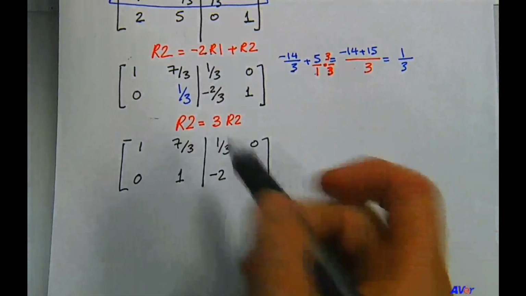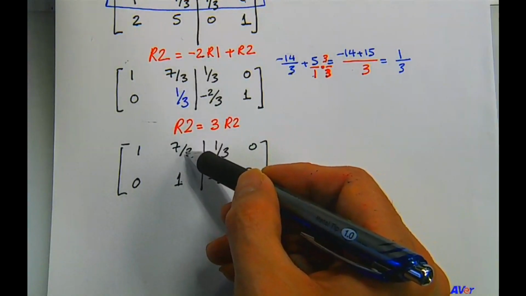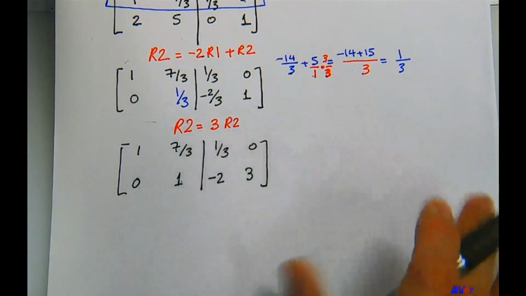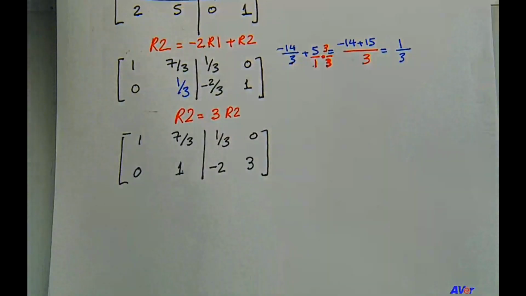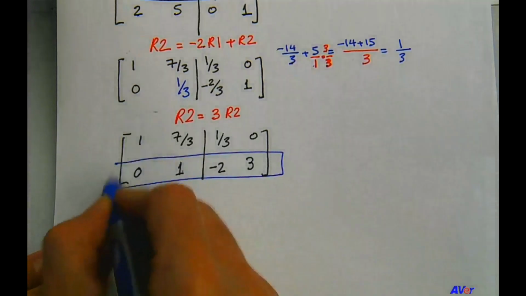Okay, so we got the 1 in the second column. Now we worry about converting this number to 0. Well, you should ask yourself now, which row is the pivot row? And if you answered the second row, you're absolutely correct.